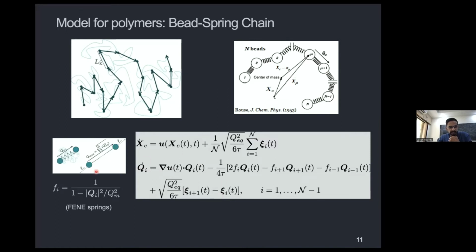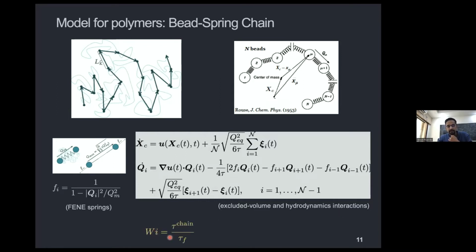The other detail I should mention is that these forces typically are FENE springs, so we have a maximum extension of the spring. One can add excluded volume and hydrodynamic interactions. It's not here, and I'll say a little bit about that later on, but at first approximation we will ignore it.